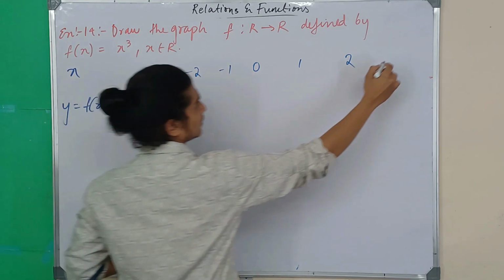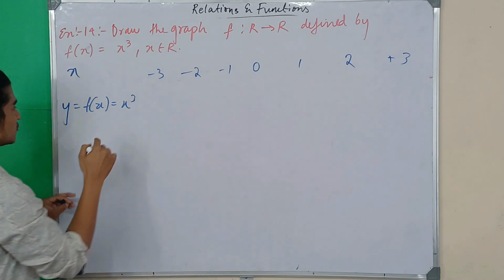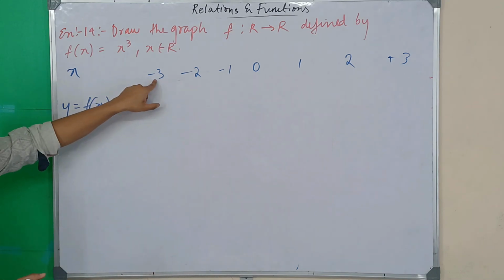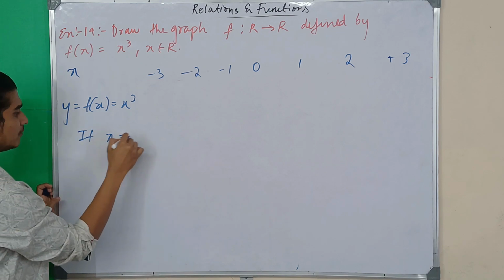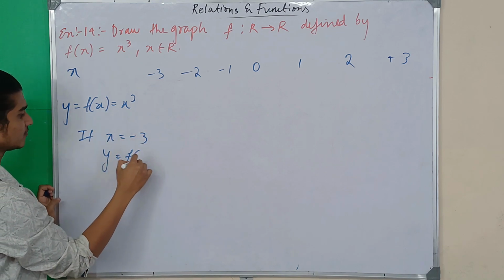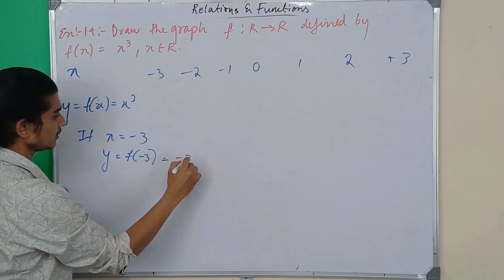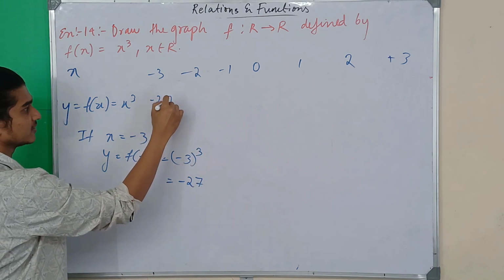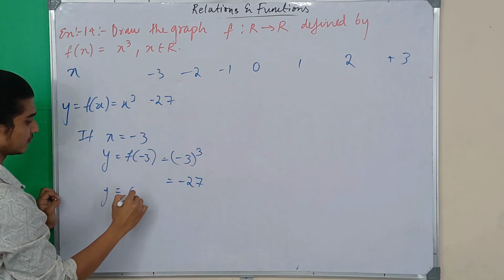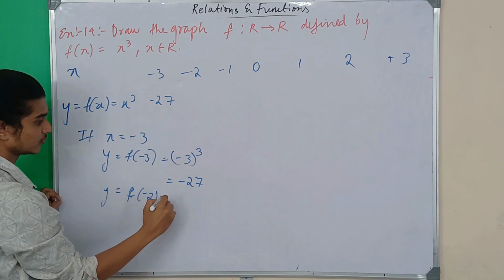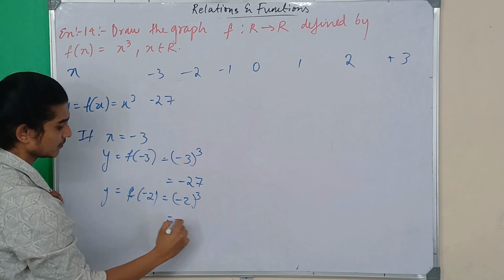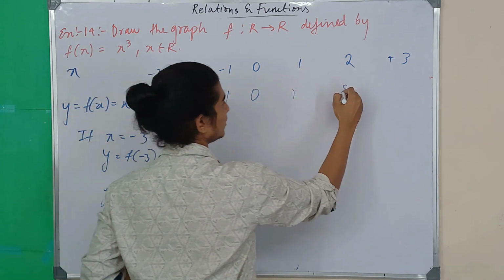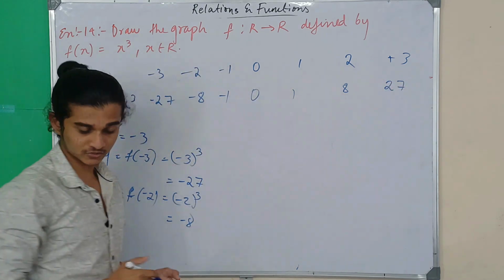Until +3 here, and we are supposed to find the possible values of y for every possible value of x. If x equals -3, your y is going to be f of -3, or -3 cube, which is -27. And y equals f of -2 is -2 whole cube, so -8. For this it is -8, and then -1, 0, 1, 8, 27. So these are our possible values.